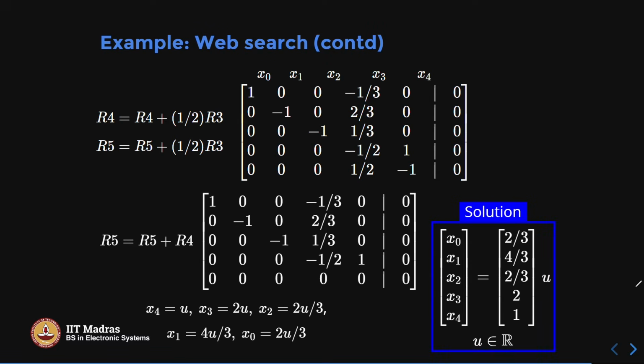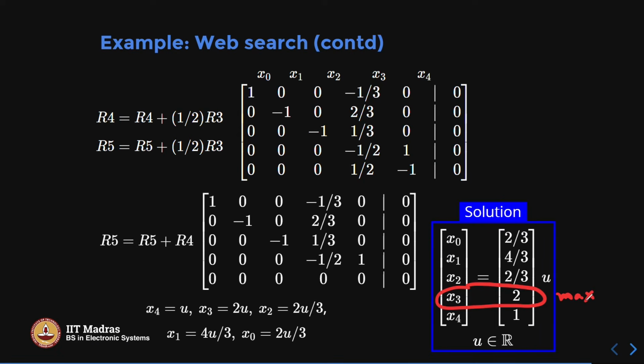And this is our favorite way of writing this down, right? So we'll write the solution as x0, x1, x2, x3, x4 in this vector form. This vector 2 by 3, 4 by 3, 2 by 3, 2, 1 multiplied by u for every u. So now remember what we wanted to do with this web search. We wanted to find out which node or which page has the largest importance. So here if you see all these coefficients, of course there is u there, and maybe you can take u to be equal to 1 or normalize it in some way. So you see that if you take u to be 1 like that, this guy is the maximum.